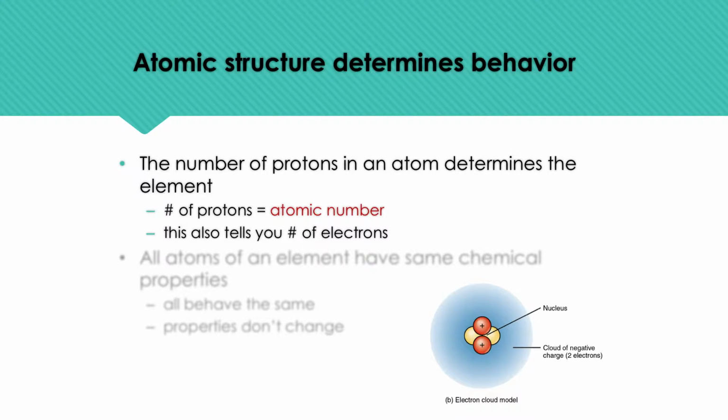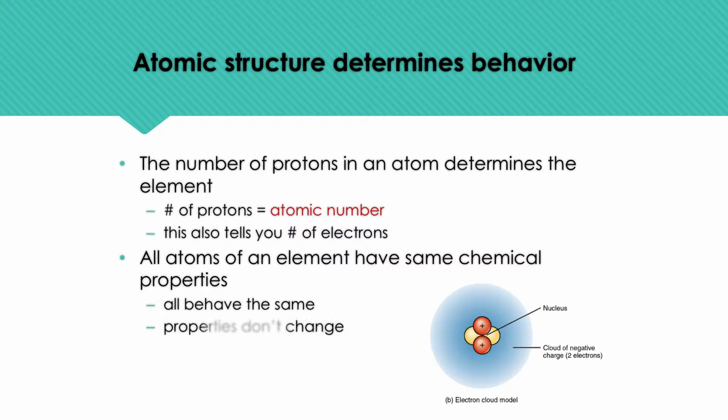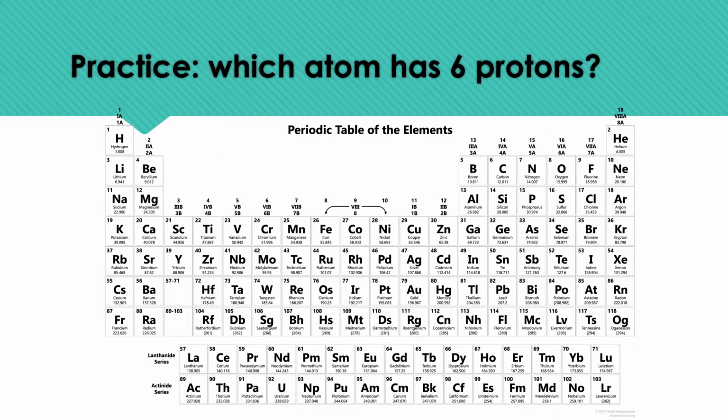Positive protons cancel out the negative electrons. All atoms of an element have the same properties. In other words, they're all going to behave the same way. So every carbon that you see behaves on a molecular level the same way. Those properties don't change. So let's practice here. Which atom has 6 protons?